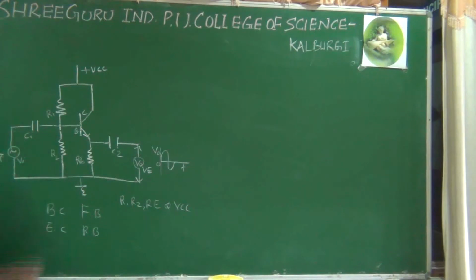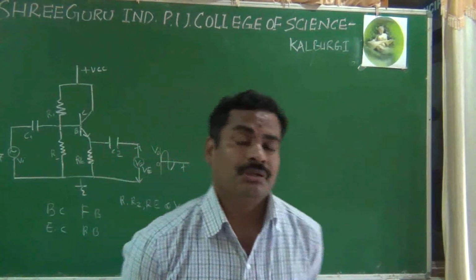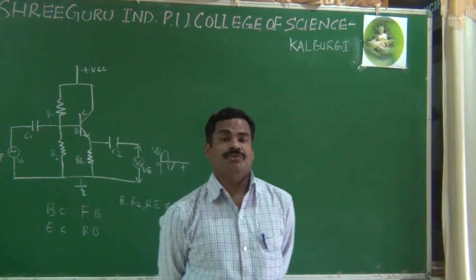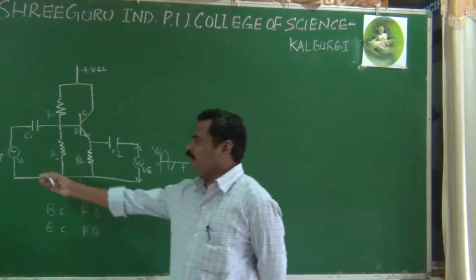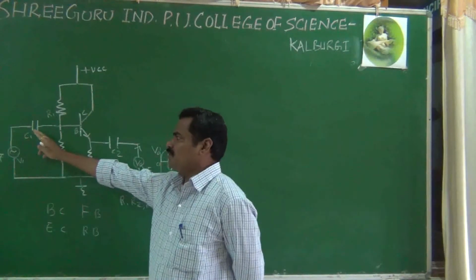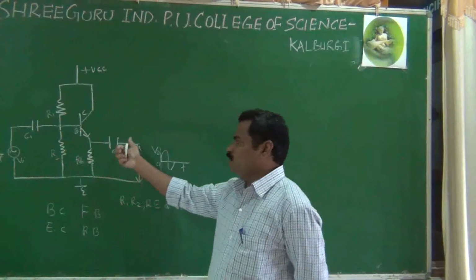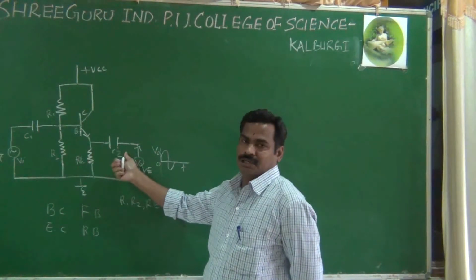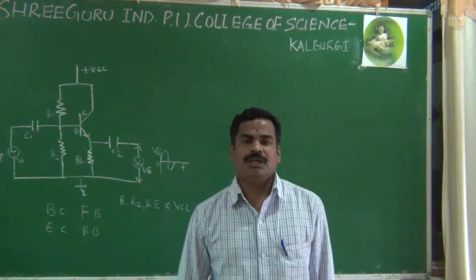As you studied in your common base, C1 and C2 are called coupling capacitors. Through C1 you can give the input signal, and through C2 we get the output. It means you apply the input by using C1, the coupling capacitor, and we get the output from C2, the coupling capacitor.